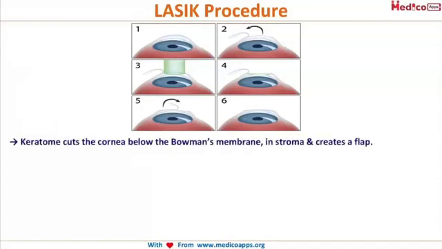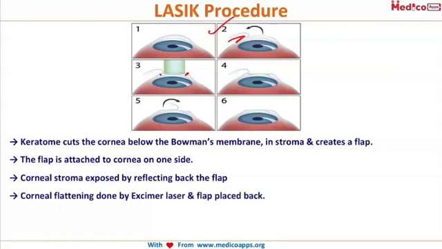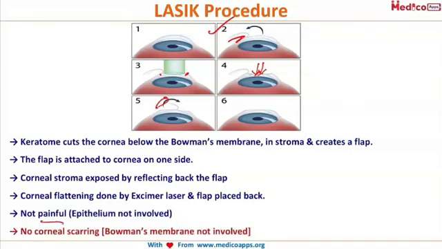What is done over here is that the keratome cuts the cornea below the Bowman's membrane. So here you are eliminating the issue of pain as well as scarring. You go beneath the Bowman's membrane and you can see in this picture that a flap is created. This flap is lifted, but it is attached to the cornea on one side and lifted from the other side. The flap containing epithelium and Bowman's membrane is lifted, so the next layer, your stroma, is exposed. Once the flap is reflected back, the excimer laser is used to ablate the cornea. Once the ablation of the corneal stroma is finished, the flap is placed back into its position and it heals back naturally. So we have seen that it is eliminating the pain and corneal scarring.